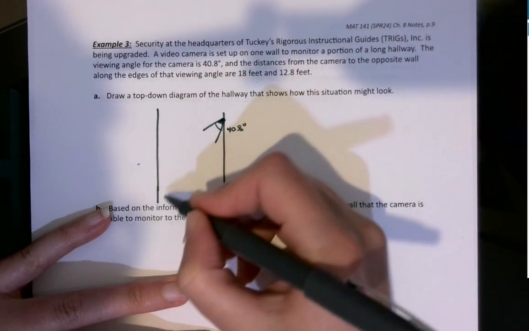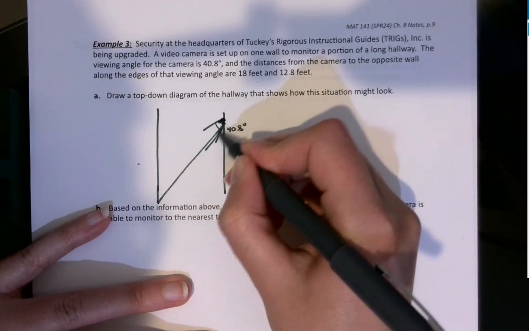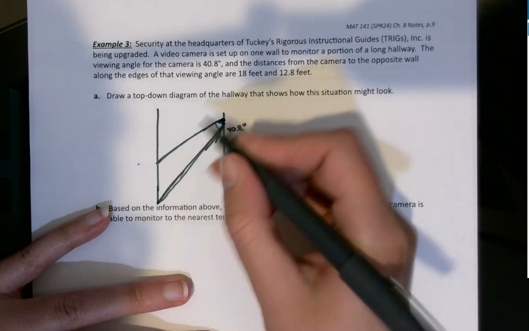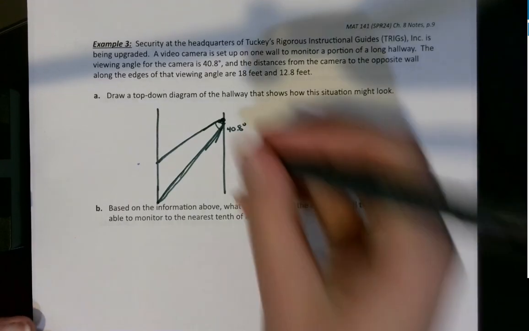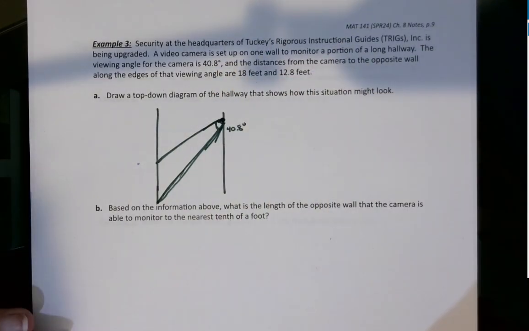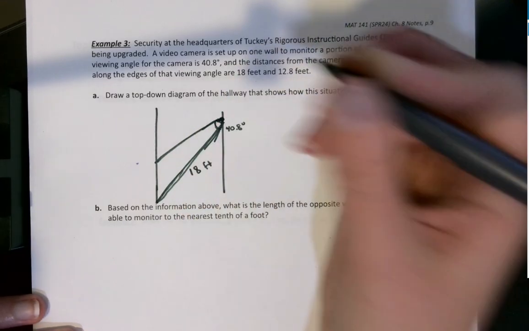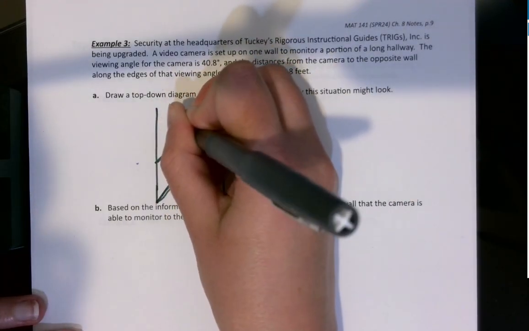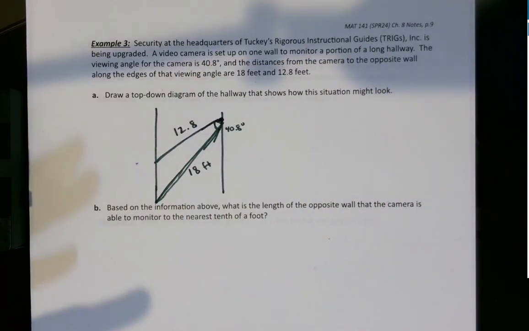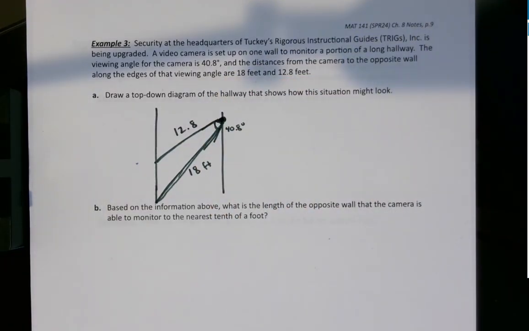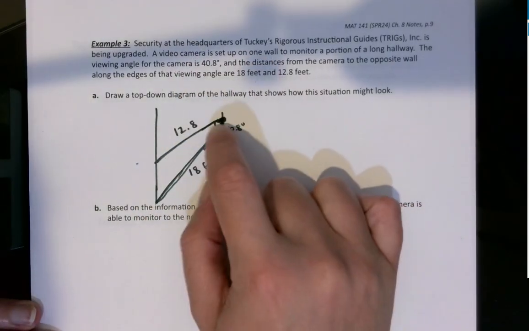And the distances, there we go, I have to get my lines straightened up here. The distances where that opening, my picture is not drawn to scale here, but it's able to see in an arc like there of 40.8 degrees. And the distances that correspond with the edges of that viewing angle are 18 feet and 12.8 feet. So that's a diagram of what this situation would look like for a camera that's positioned here on that side of the wall. Okay, we got our video camera set up on one wall. I put mine here.